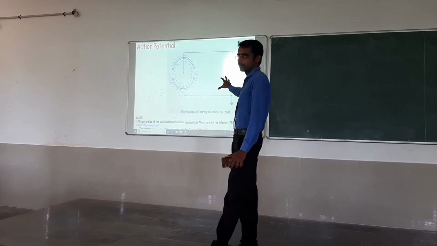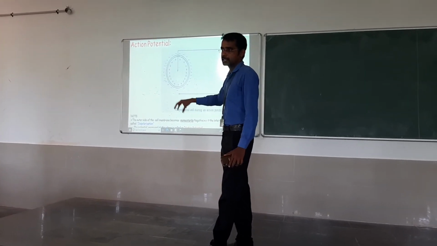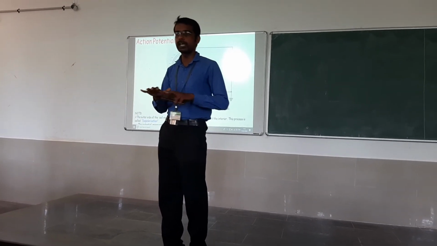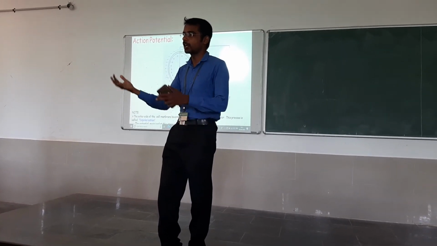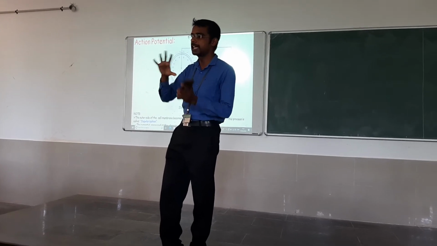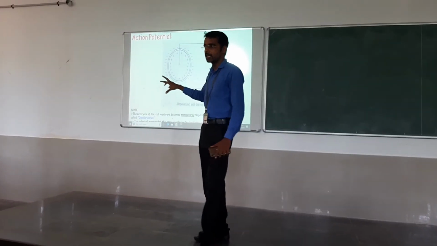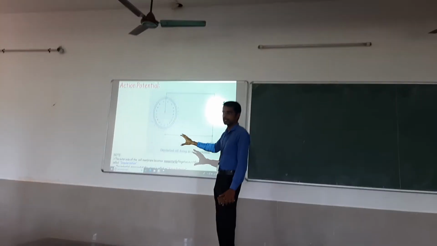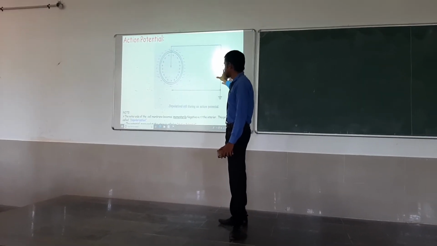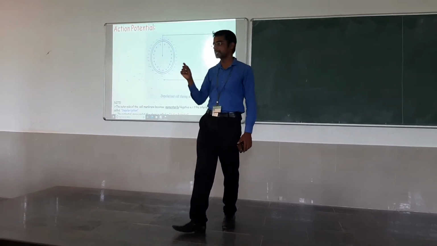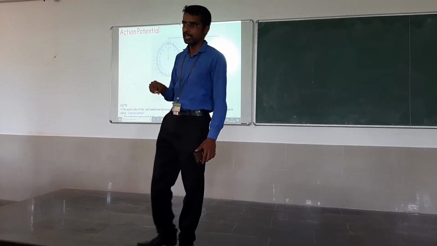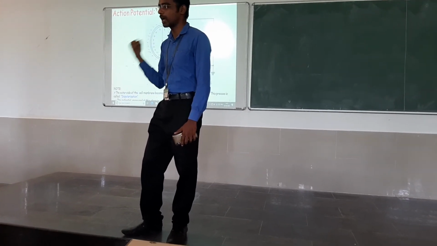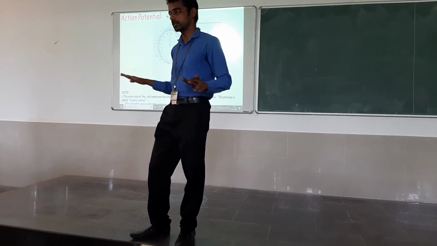The cell at this point is called depolarized. Normally it is polarized. When it undergoes a movement, it is called depolarized. When the cell is depolarized, it becomes positive with respect to the surroundings. So this potential measured when the cell is depolarized is called the action potential. Action potential because it results due to action. Resting potential because it is at rest.